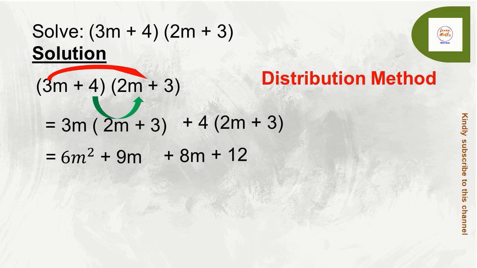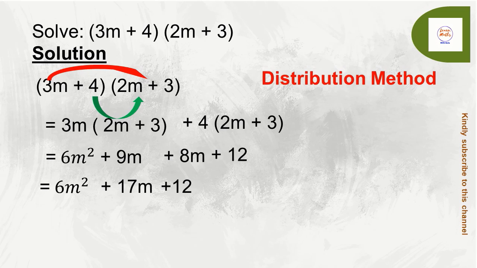Let me take it again. 3m times 2m will give you 6m squared, because we are using 3m to multiply everything in the bracket. Then we have 3m times 3 will give us 9m. Then we have 4 times 2m will give you 8m. Then 4 times 3 will give us 12. As simple as that. So the next step, like we did before, is to collect the like terms and add them or subtract them together depending on the sign there. So here we have 6m squared plus 17m plus 12, and that is our solution.